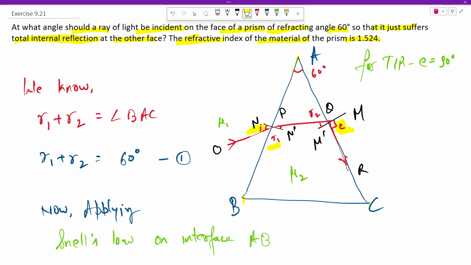So, we know in a prism, the angle between two faces is called the angle of the prism, and it is given here that it is 60 degrees. We also know the relation for a prism that R1 plus R2 is equal to the angle of the prism, the angle between the two faces, and that would be equal to 60 degrees here. So R1 plus R2 equals 60 degrees.